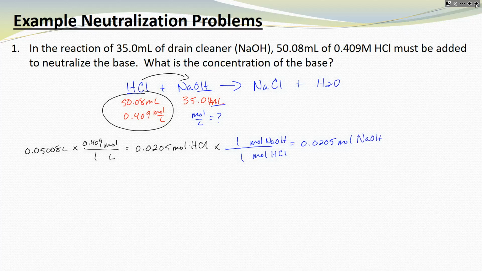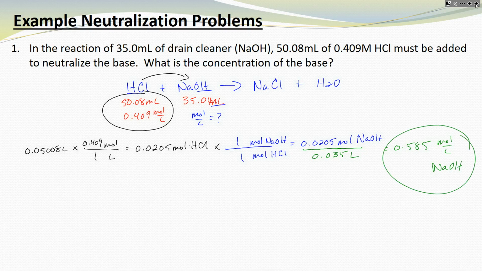Now the question wanted us to find moles per liter, and we have moles and we have liters, so we need to make it look like moles per liter. That line just means to divide by liters. So I'm going to divide by 35 mL or 0.035 liters, and we get an answer of 0.585 moles per liter of NaOH. And there's your final answer.